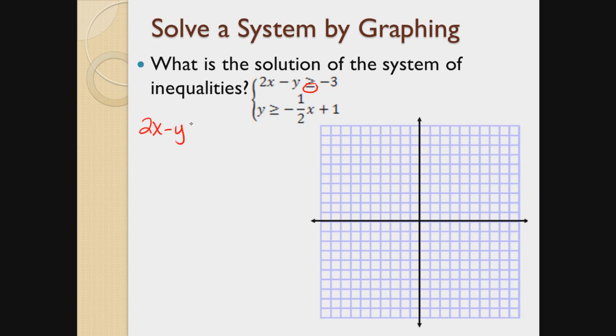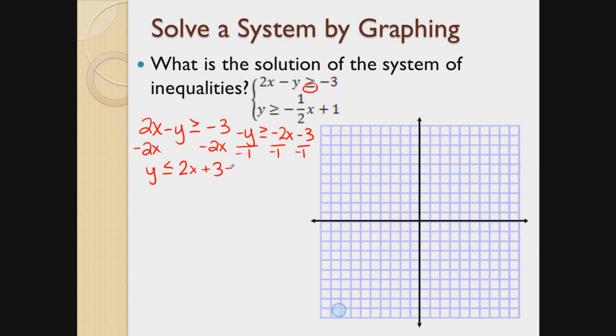2x minus y is greater than or equal to -3. To get y by itself, we need to subtract 2x, and we get -y is greater than or equal to -2x minus 3. Then divide everything by -1, and we get y is less than or equal to 2x plus 3. Remember that when you divide by a negative, you must flip that inequality sign.